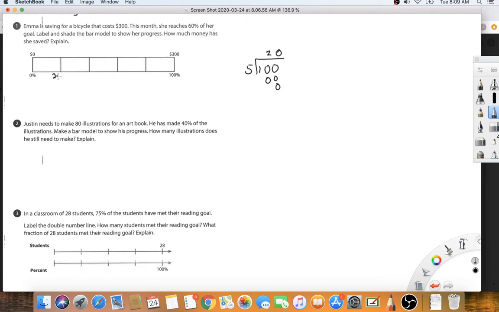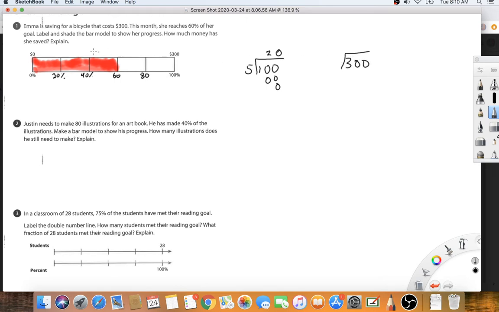So this would be 20%, 40%. It's going up by 20s, 60%, and 80%. So it says label and shade the model to show her progress. So she has up to 60%, so it's up to here. But the thing is that we don't know how much money that is. So again, because we divided this side by 5, we have to divide the other side by 5, meaning if we divided 100 by 5, we have to divide 300 by 5. And that'll tell us what it skip counts by on top.